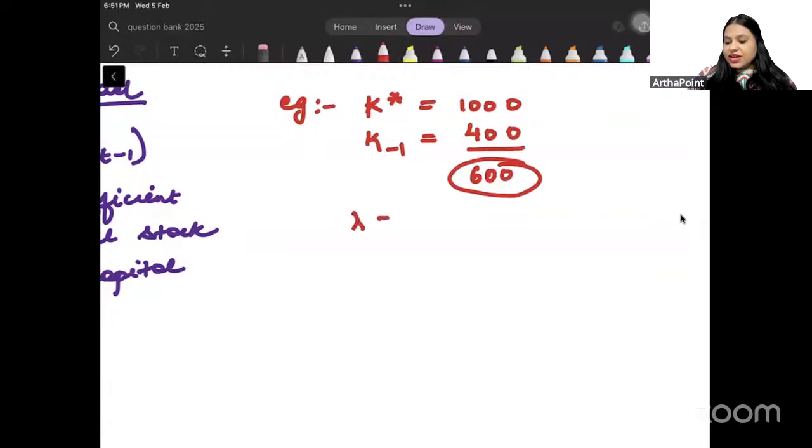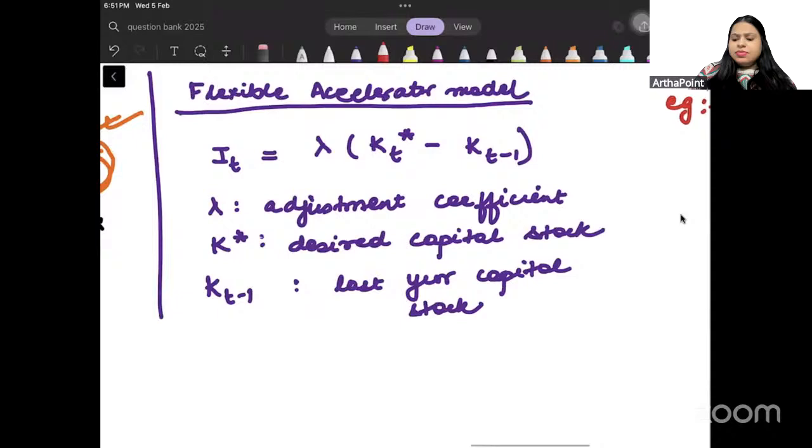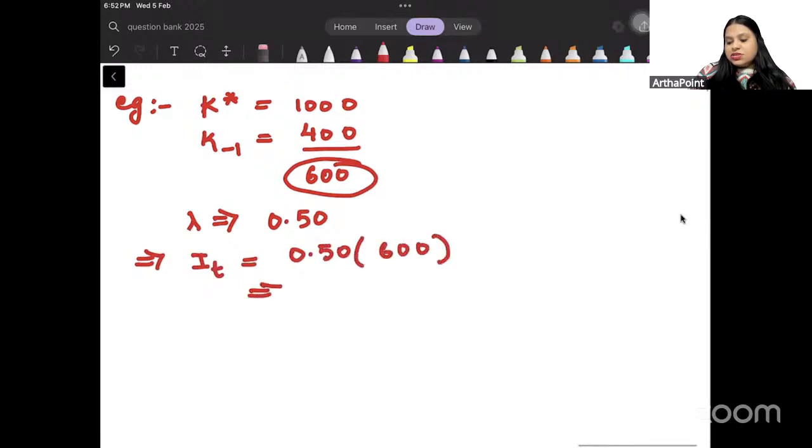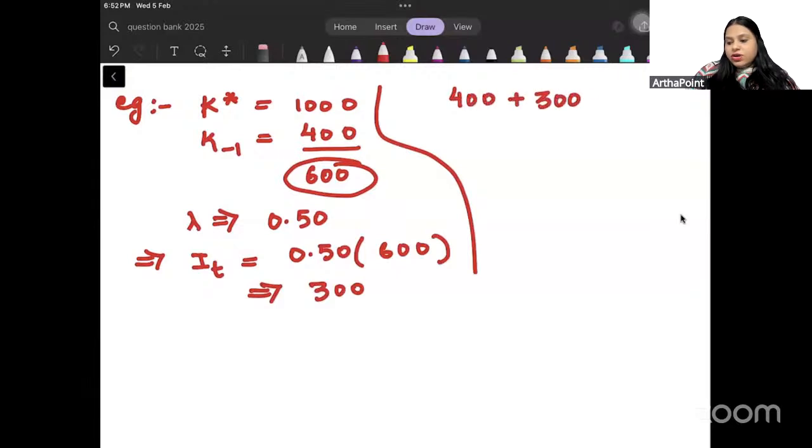Now we are saying that suppose this lambda, this can be any constant, ये lambda एक number है, suppose 0.50. It means that my investment will be 50% of this gap. So it means it will be 300. Right? So what is going to become my next capital stock now? Next year's capital stock, last year it was 400 plus 300. This will give me 700.